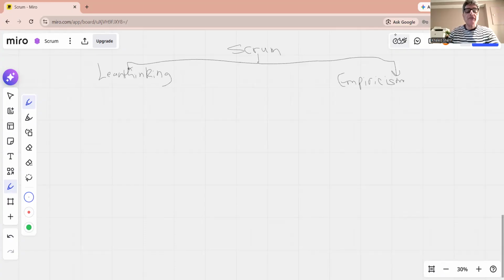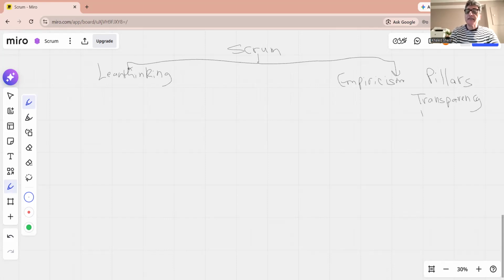Scrum aims to solve complex problems using adaptive solutions. So how does Scrum do that? Scrum defines three pillars to be able to achieve that goal. Those pillars are transparency. Transparency means that the work being done should be visible not only to the people doing the work, but also to the people receiving the work.